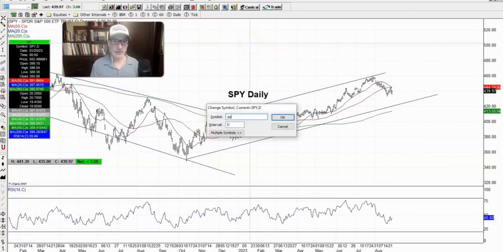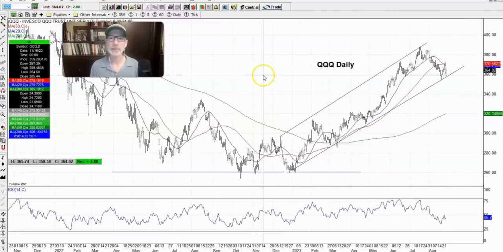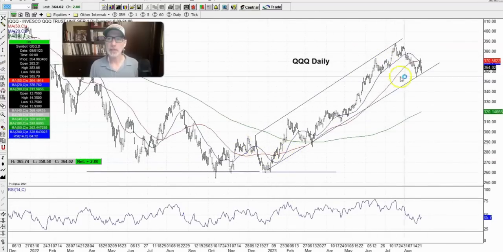All right. So let's look at the triple Qs, which is the exchange traded fund for the NASDAQ. And we want to see what's happening here. Same thing. The triple Qs are also in this uptrend, bouncing right off the bottom edge of the channel here. So this could be a turning point.